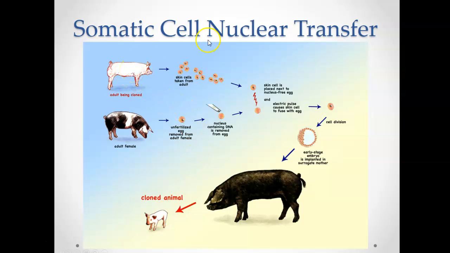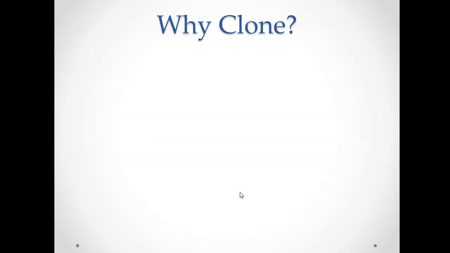So again, that's called somatic cell nuclear transfer. We're taking the nucleus from a somatic cell, a skin cell, putting it into an empty egg cell, and then implanting that into our surrogate.